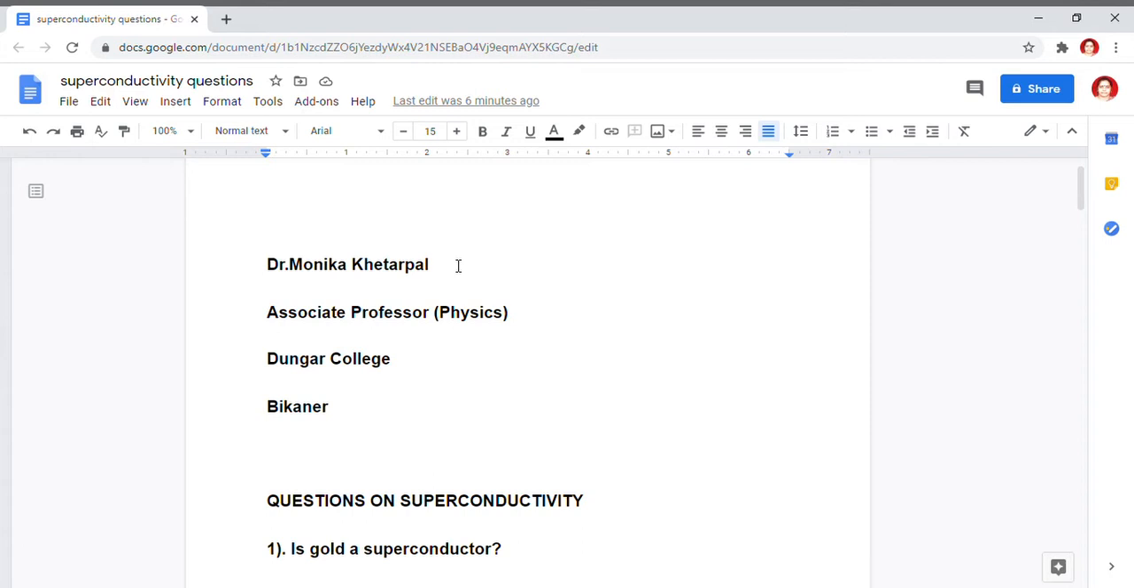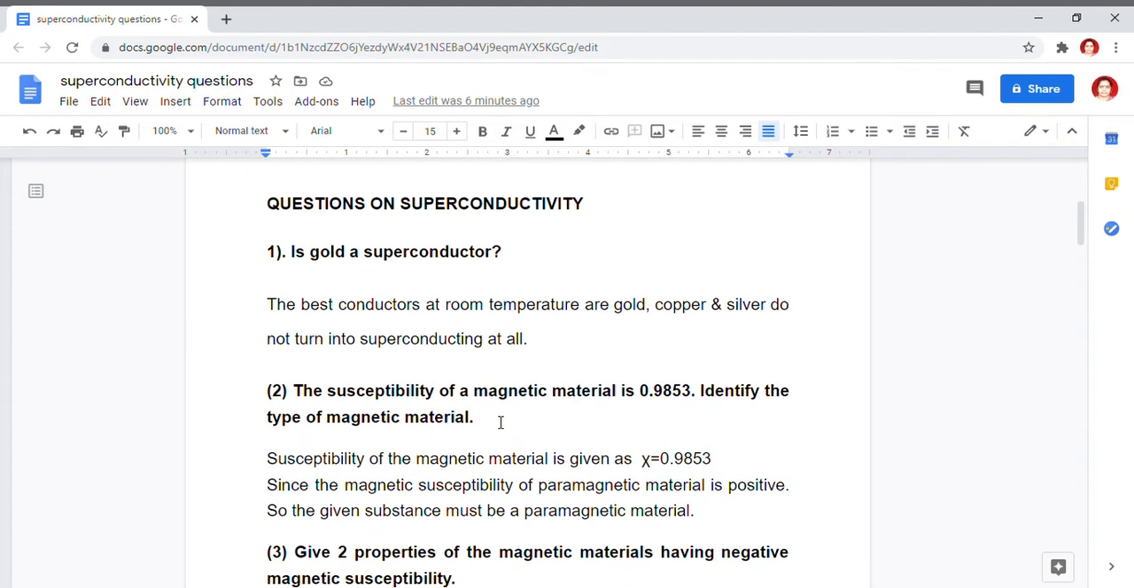We were discussing superconductivity. Today I am going to tell you some basic questions on superconductivity. The first question with which I am dealing is: is gold a superconductor? Students, we already know that gold is a very good conductor of electricity. The best conductors available at room temperature are gold, copper and silver. These materials are best conductors, but they do not turn into superconducting material on varying the temperature. So it is not necessary that a material which is a good conductor will become a superconductor.